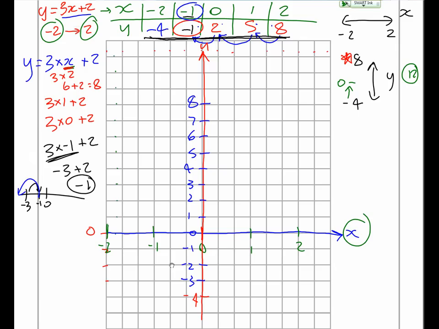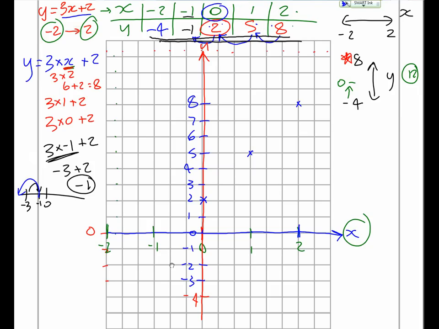Now let's plot our points. You see this x and then a y? That is a coordinate to plot. X is 2, y is 8. So you go across 2 and up 8. That's your first point. Next one, you go across 1, up 5, along the corridor before you go up the stairs. Next one, 0 across and 2 up.